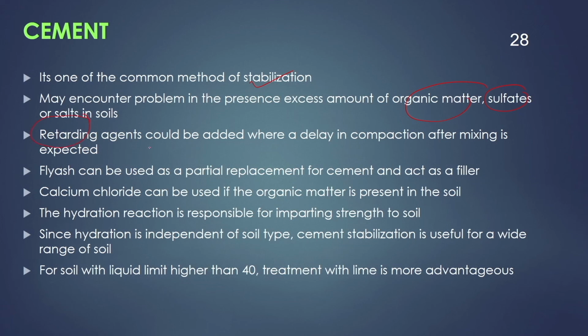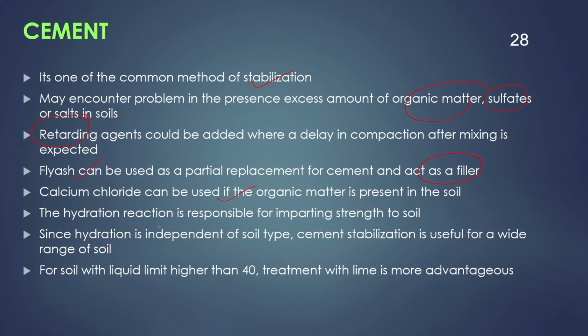If there is a delay in the compaction, then we need to add some retarding agent so that the soil will not get solidified because of the cement. Sometimes we can replace the cement by fly ash, particularly when we use the soil cement mixture as a filler material. Also, calcium chloride can be used if organic matter is present in the soil.